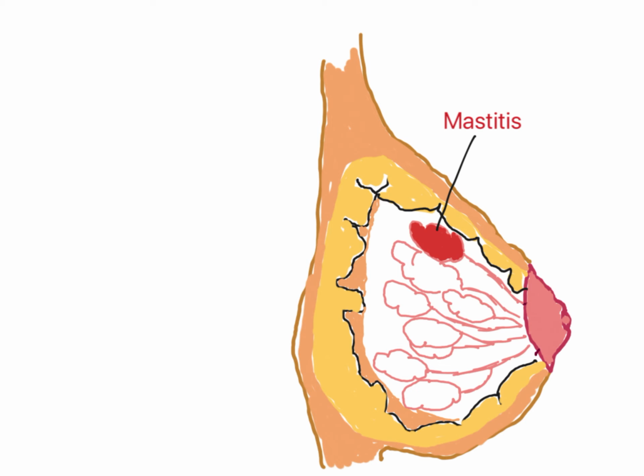So what I drew out here is a breast, and I showed the milk duct inside of this drawing, and one of them is inflamed. The one that's red is going to be what's depicting the mastitis.